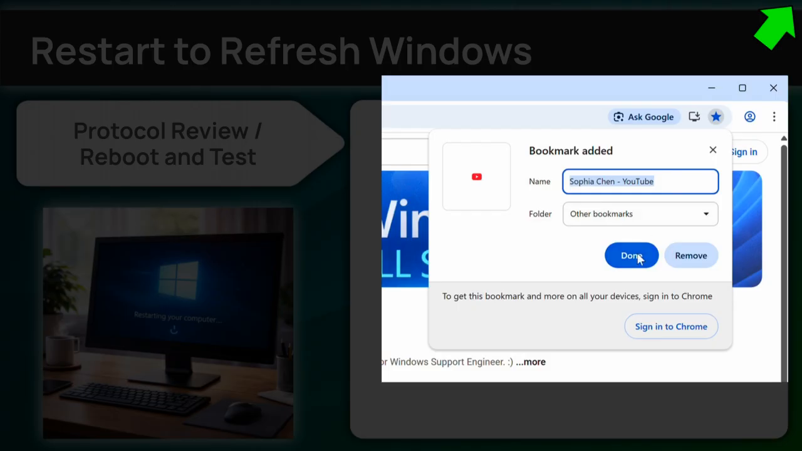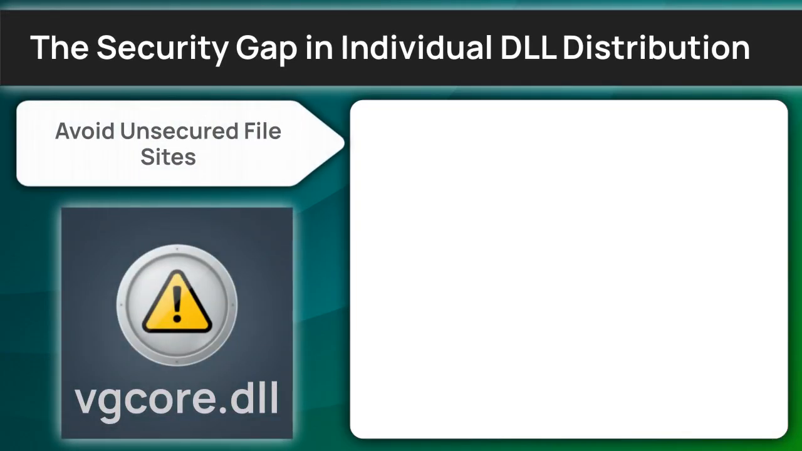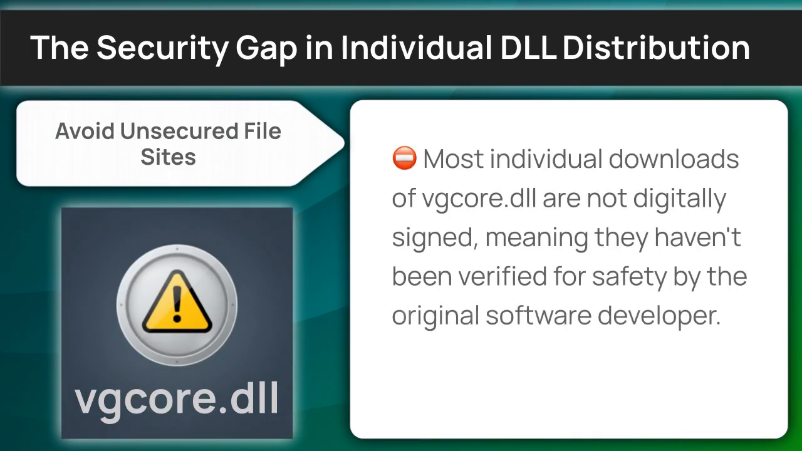A brief word of caution: not all solutions found online adhere to professional security standards. Please exercise caution when encountering sites offering free downloads of the Vgcore.dll, as these files are frequently optimized for the wrong architecture and can introduce persistent threats into your sensitive system directories.